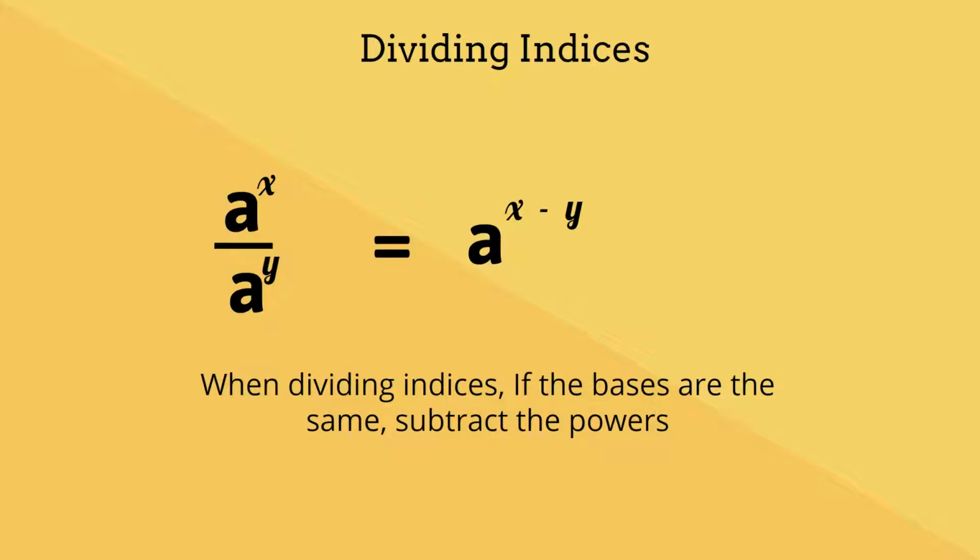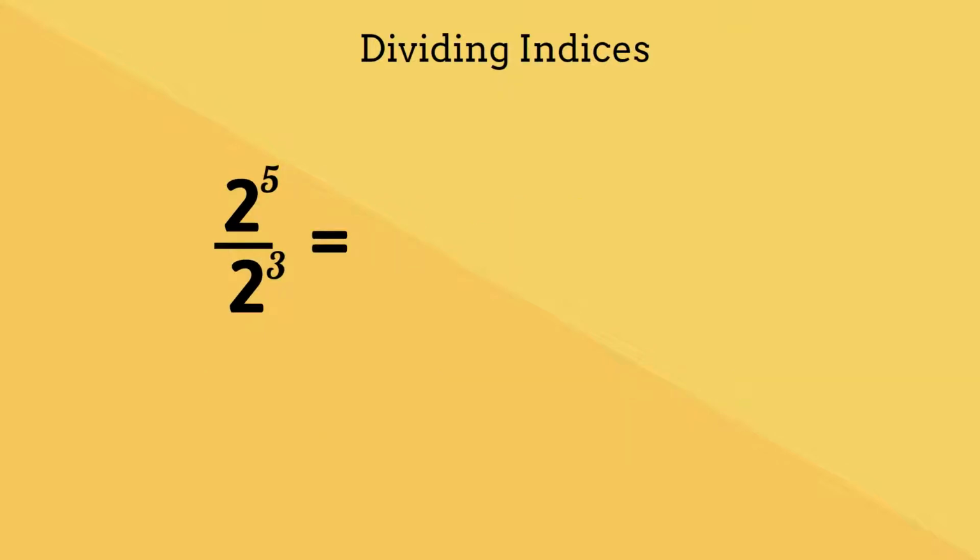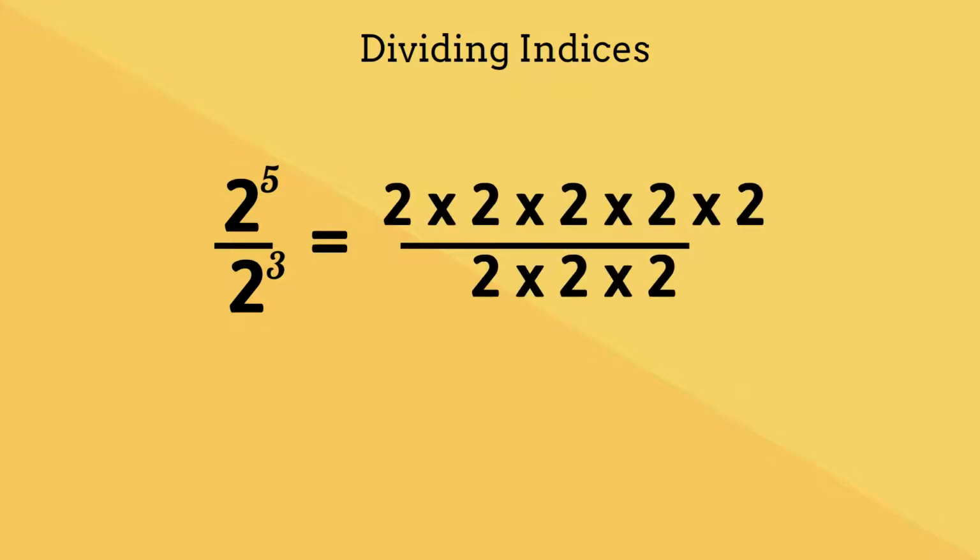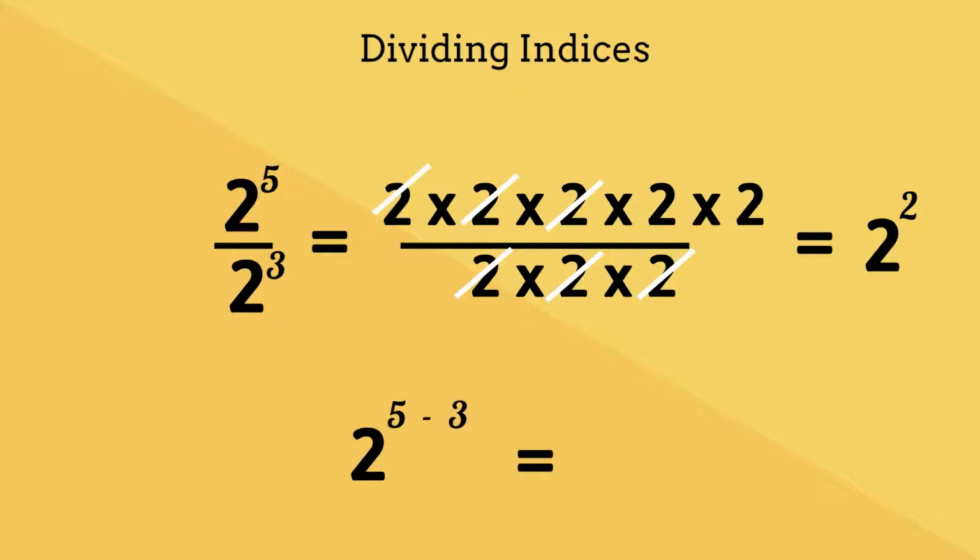Here's another rule. When dividing indices, if the bases are the same, we just subtract the powers. In this example, we have to divide 2 to the power 5 by 2 to the power 3. If we expand them, then we can cancel down to have 2 to the power 2 left. We'll get the same answer if we just subtracted the indices. 2 to the power 5 minus 3 equals 2 to the power 2.